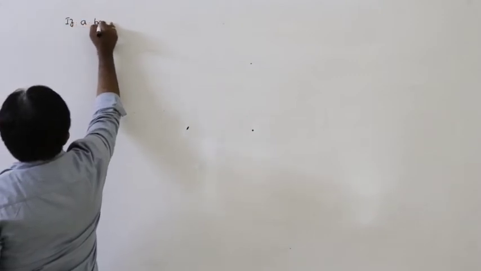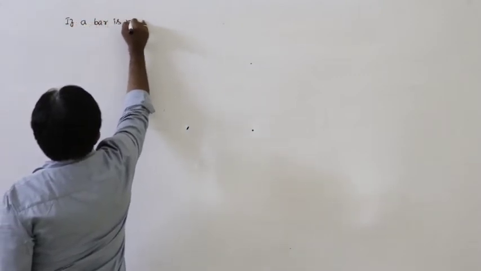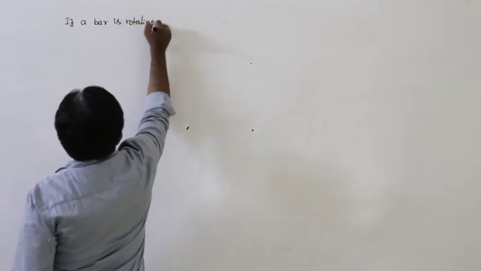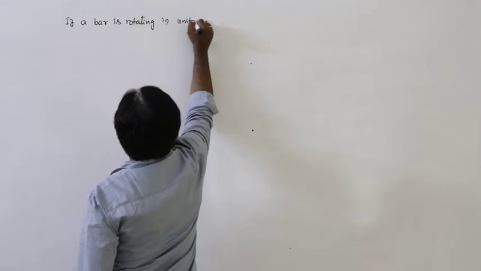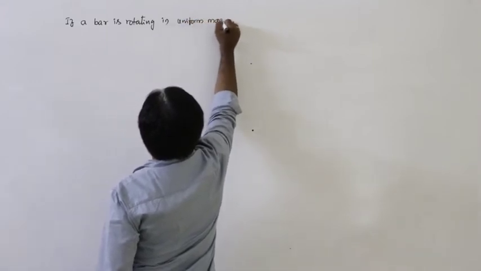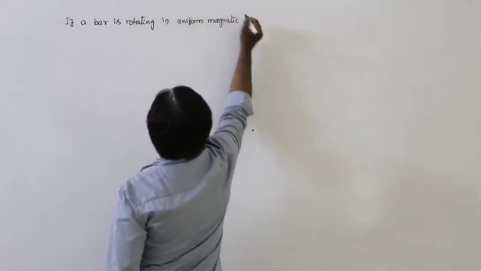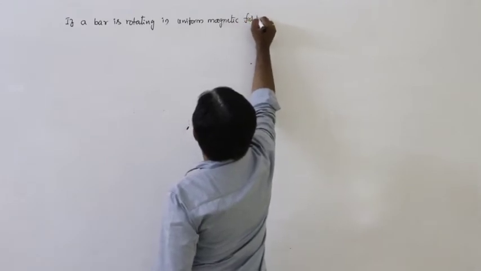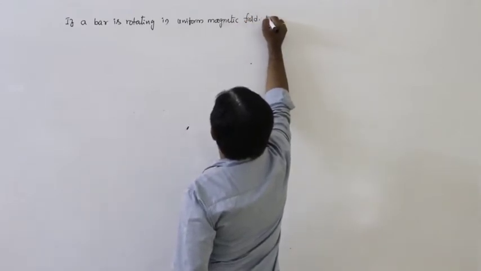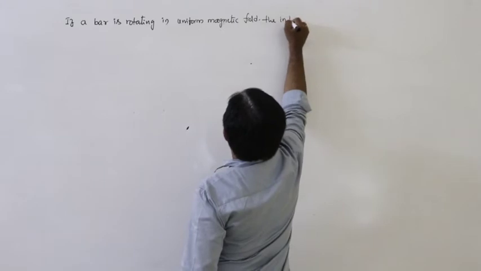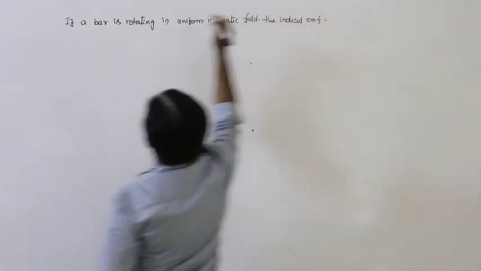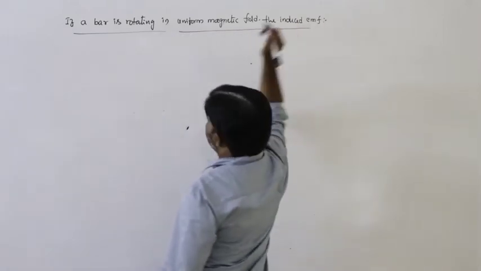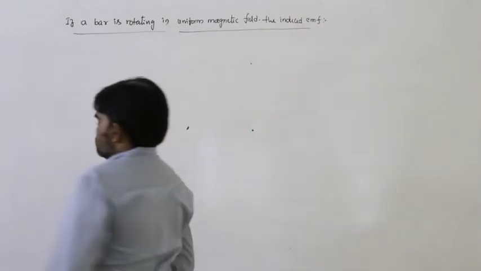If a bar is rotating in a uniform magnetic field, so the induced EMF, what is the induced EMF developed in this situation?